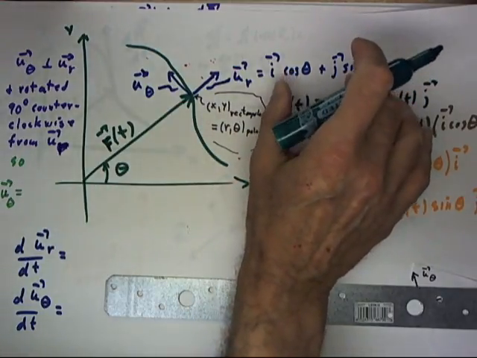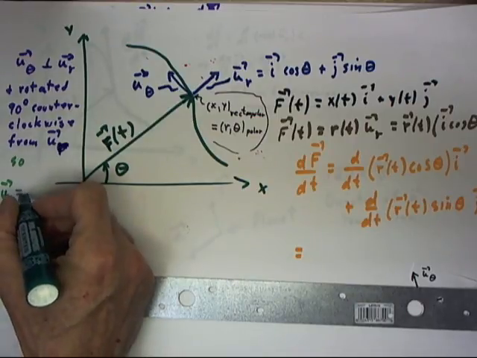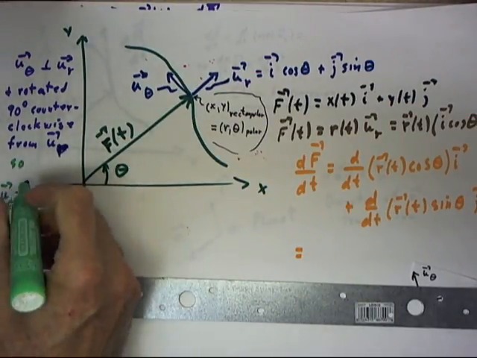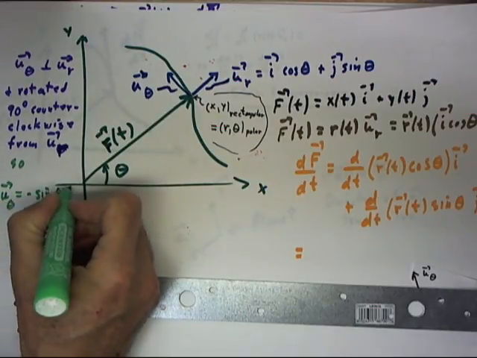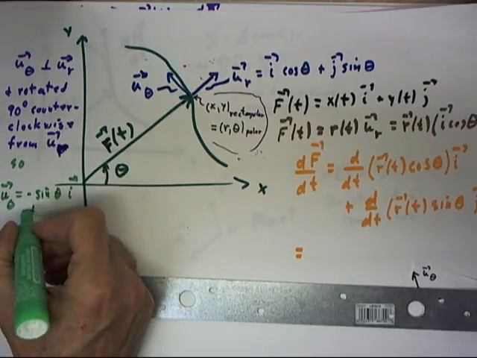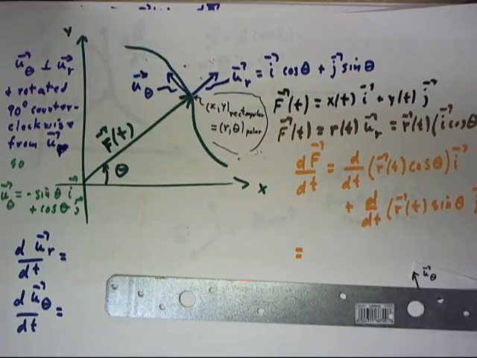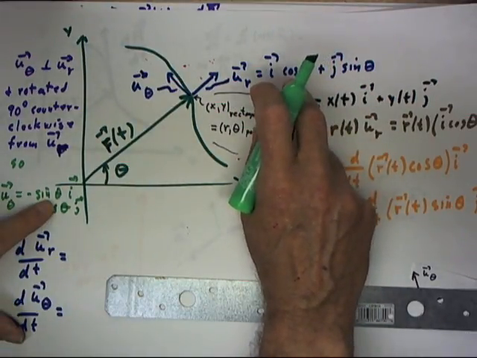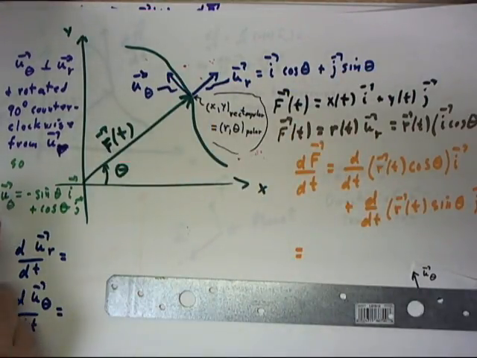Without going into a lot of detail, those conditions imply that u_theta has to be negative sine theta times i plus cosine theta times j. Now, it should be very clear that the dot product of this with this is negative sine theta cosine theta plus cosine theta sine theta, and that's going to be 0, showing that u_theta is perpendicular.